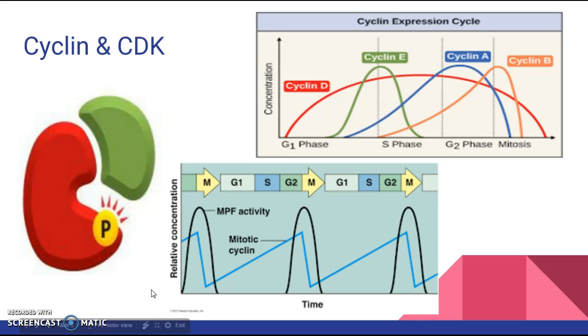Next, we have a graph that shows the MPF activity and cyclin concentrations during certain phases of the cell cycle. The G1, S, and G2 phases are a part of the interphase, while the yellow arrow represents mitosis. We see from the graph that the MPF, or maturation promoting factor, activity spikes during mitosis. MPF includes the CDK and cyclins and triggers progression through the cell cycle. And the resulting MPF complex, when associated with these cyclin-dependent kinases, phosphorylates a variety of proteins and initiates mitosis.